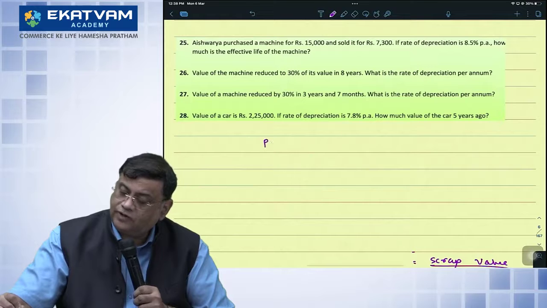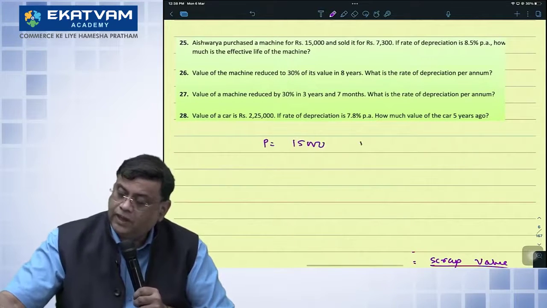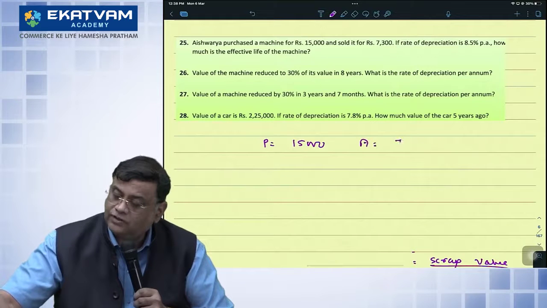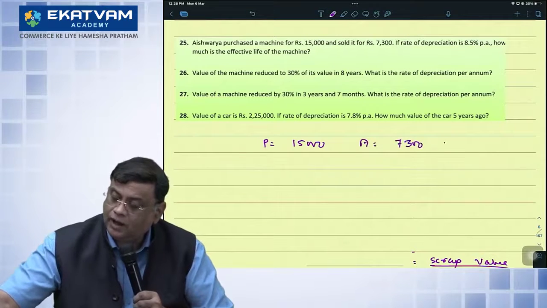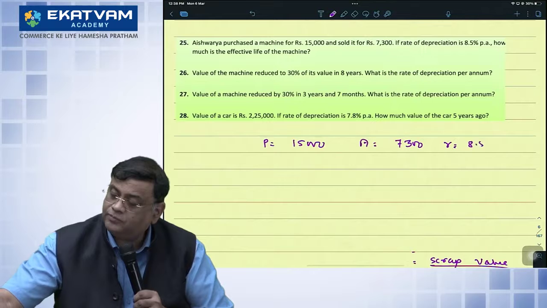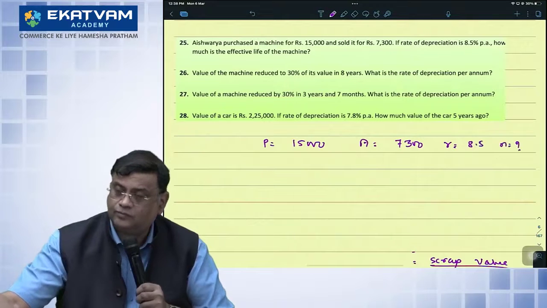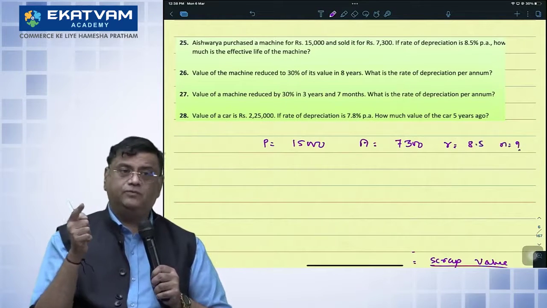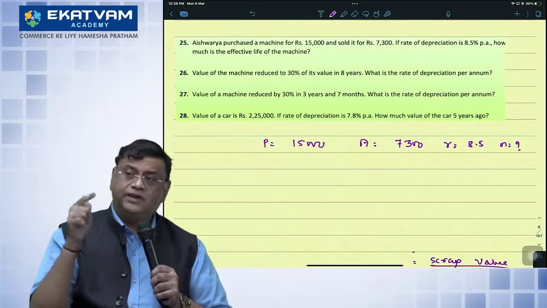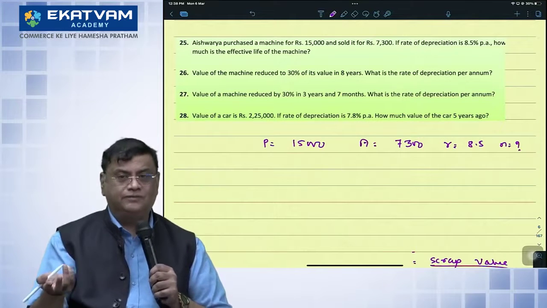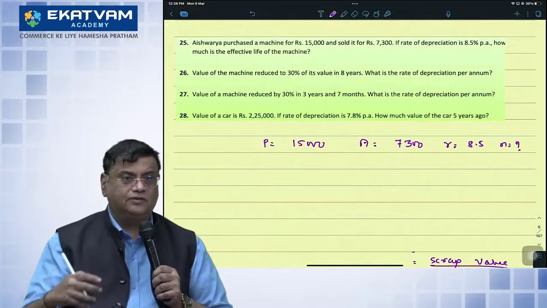Now, first of all, what is given? P is equal to 15,000. A is equal to 7,300. Our rate of depreciation is 8.5. You have to find N. Whatever method we use for finding the period in case of interest, the same method will work here. Only thing is that plus has become minus.